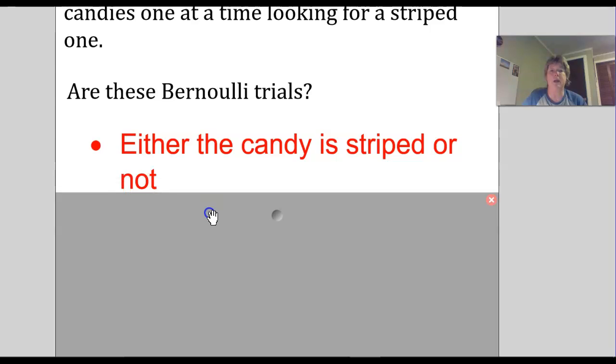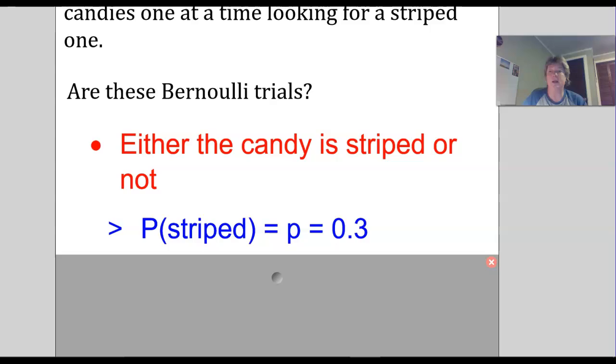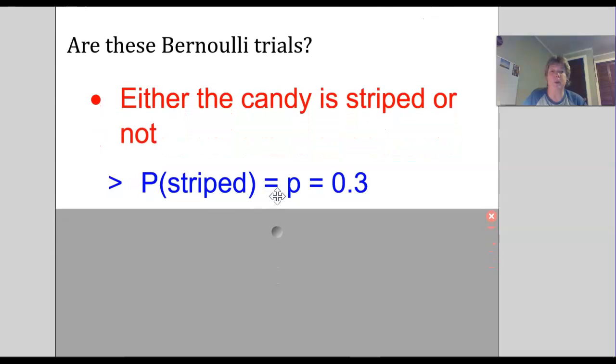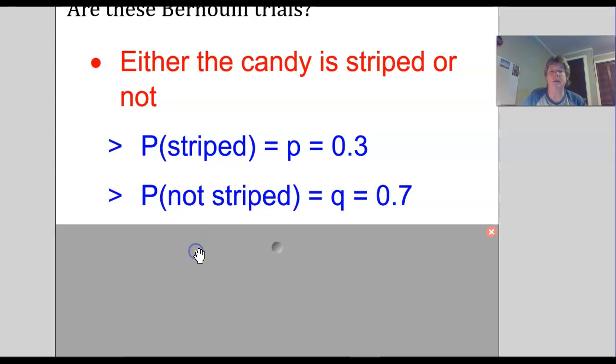Either the candy is striped or it's not. And I'm going to go ahead and define what the probability of striped is. So my P is going to be 0.3. And that, remember, P represents the probability of success, and in this case, that is getting a striped M&M. And therefore, the probability that it's not striped is 0.7. So we're going to call that Q. Again, this is just 1 minus P. So we're okay there. There are only two outcomes here.